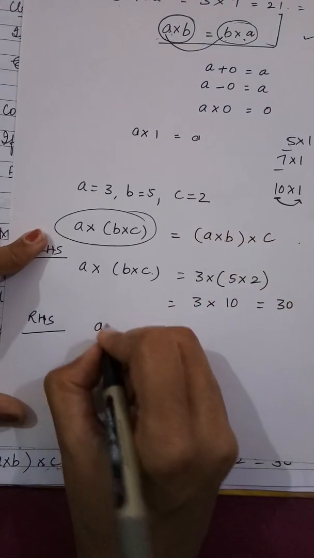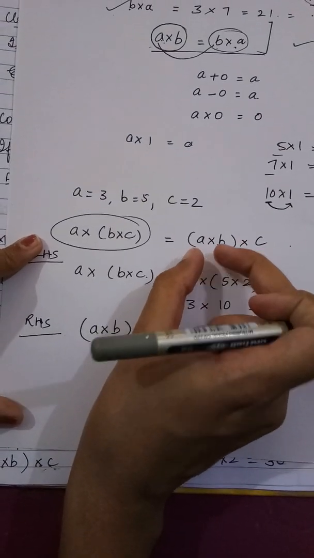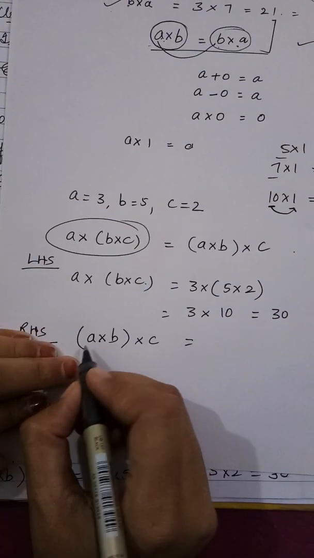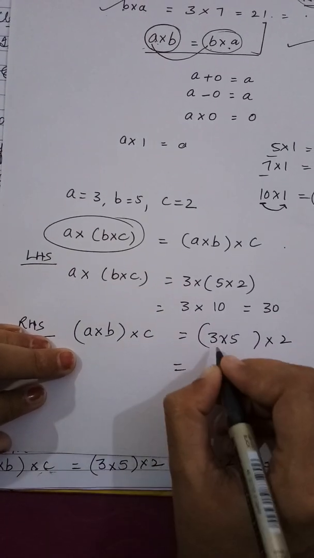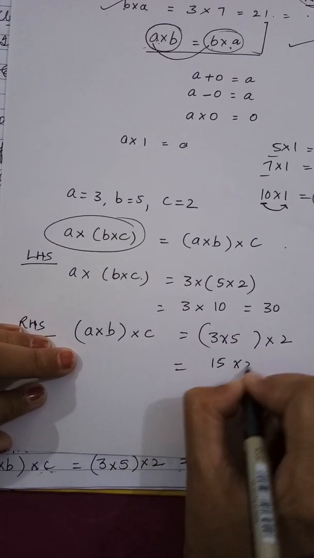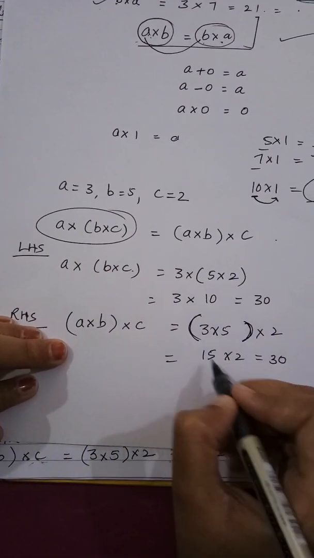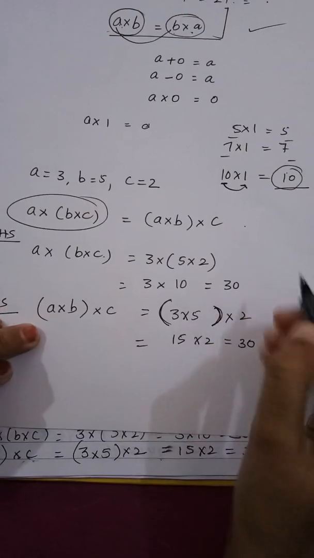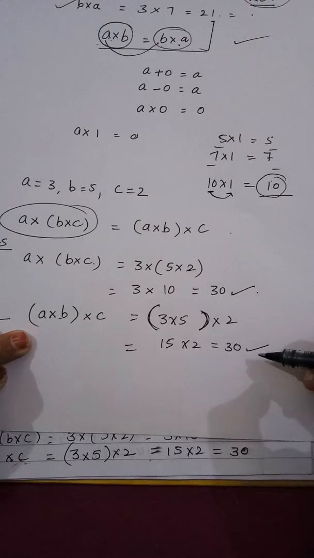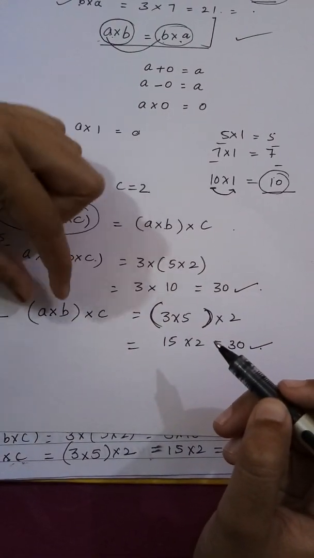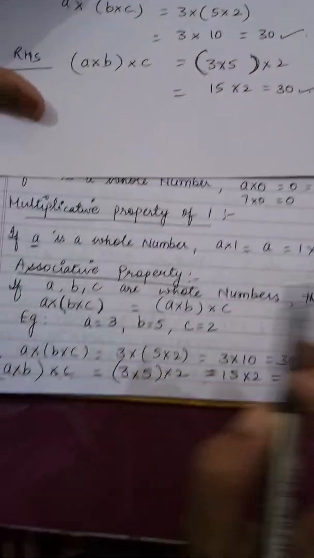What is the right hand side? A into (B into C). What we have done? We have paired together two numbers inside the bracket. Now again put the values. 3 into 5 into 2. 3 5s are 15 into 2 is equals to 30. What we have done? Whatever is inside the bracket, we have firstly solved it. Now can you see that 30, 30, both the answers are coming same? Since my answers are coming same, after pairing together these numbers, that means my associative property is satisfied.